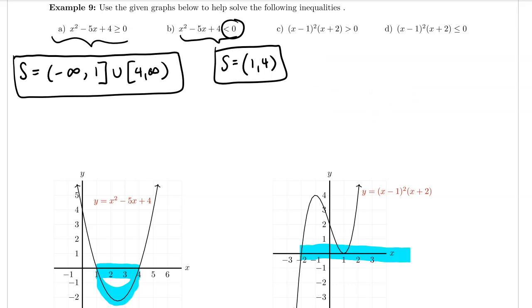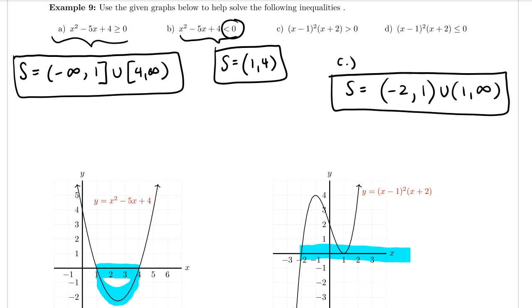So how do we write our solution set for part C? Our solution set is equal to parentheses -2, comma 1, union 1 to infinity. So that's how we would denote the set of numbers that are greater than -2, excluding +1. So there is our answer for part C.